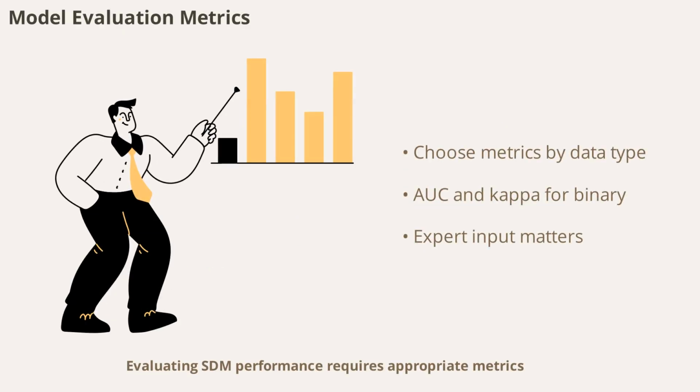Evaluating SDM performance requires appropriate metrics, depending on the type of response variable. For continuous variables, measures like root mean square error are used. For binary predictions, metrics like the area under the ROC curve (AUC) and kappa coefficient are common. Setting up training and testing datasets and involving expert judgment are important for meaningful model evaluation.